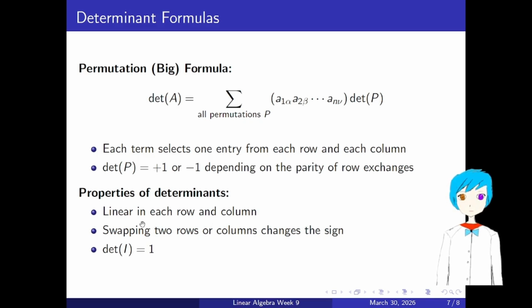We can see that the determinant is linear in each row and column. Swapping two rows or columns will change the sign of the determinant. Specifically, the determinant of the identity matrix is 1.